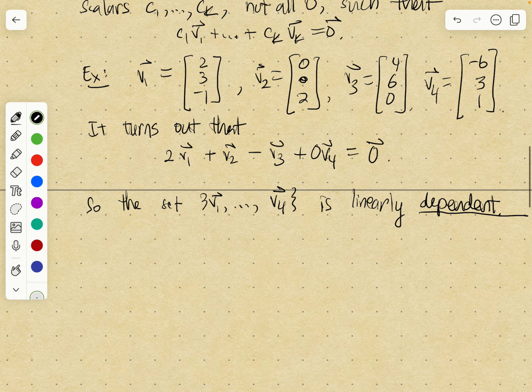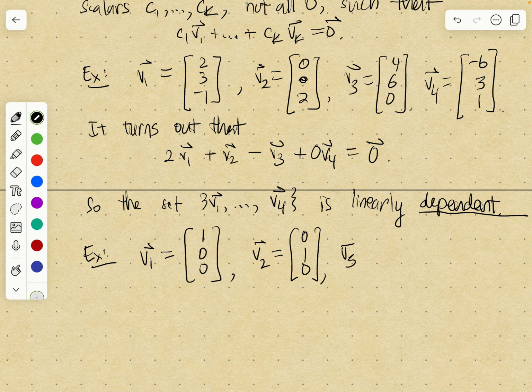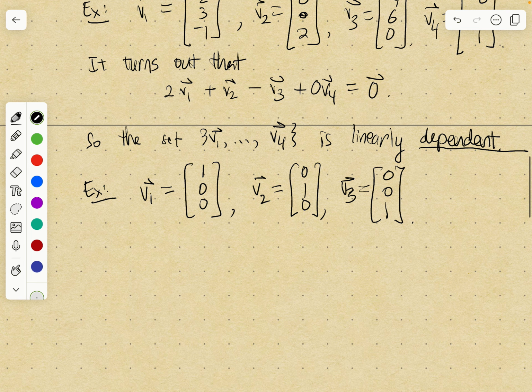Okay. So let's look at another example. Let's say I have, this is another example in R3, V1 is (1, 0, 0), V2 is (0, 1, 0), V3 is (0, 0, 1). Is this linearly dependent or independent? What do you think? We'll take a minute and think about it, and then we'll go over the answer.